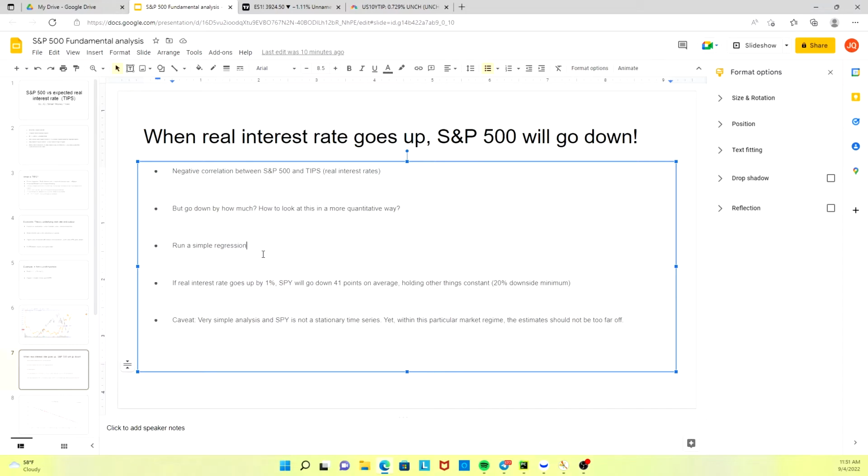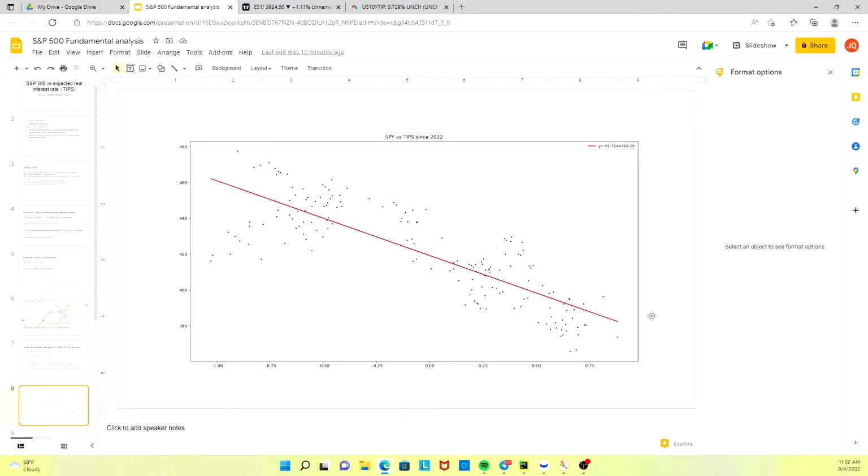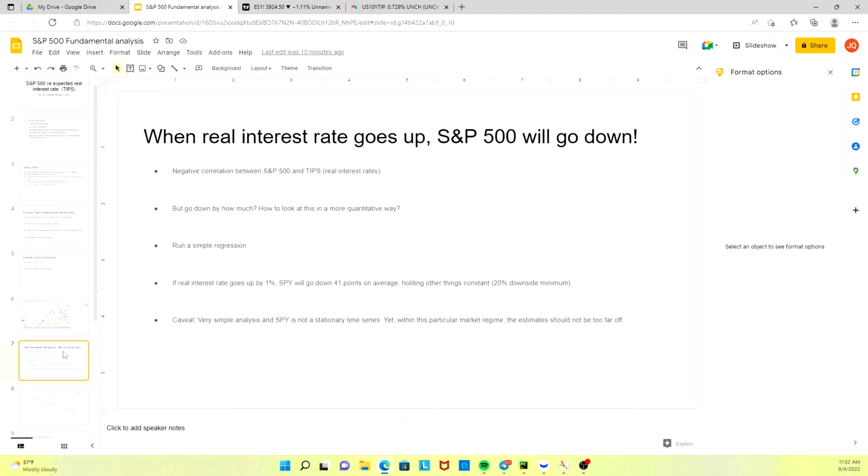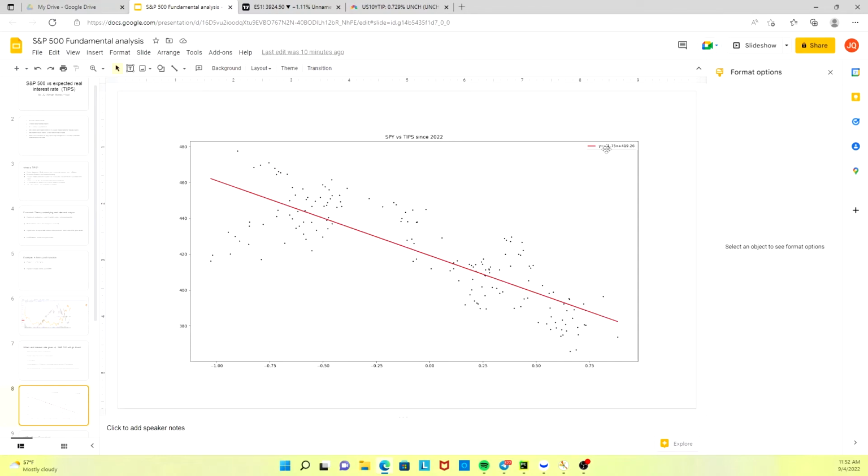If you don't know what it is, regression is just a statistical method to correlate two variables, to extrapolate a linear relationship between two variables. Anyways, I run the regression, and here's the scatter plot, and you can see there's a very negatively correlated relationship between these two variables, and the coefficient is negative 41.75.